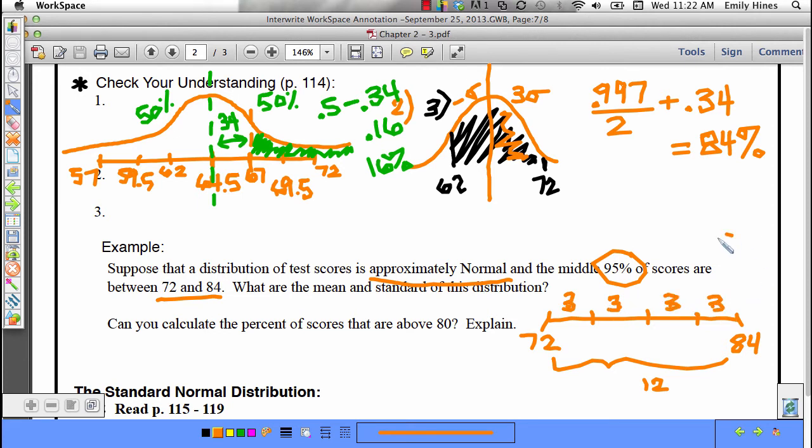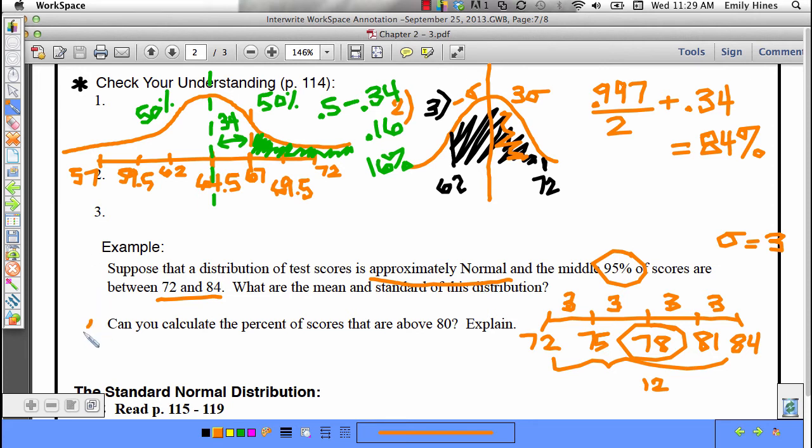So my standard deviation must be 3. Then, to find the mean, if these two are 2 standard deviations below and 2 standard deviations above, then the mean would be in the middle. So if I say 72 plus 6, 3 and 3, that gives me 78, which would be the mean. Which means 1 standard deviation above, 78 plus 3, would be 81. And 1 standard deviation below would be 75.